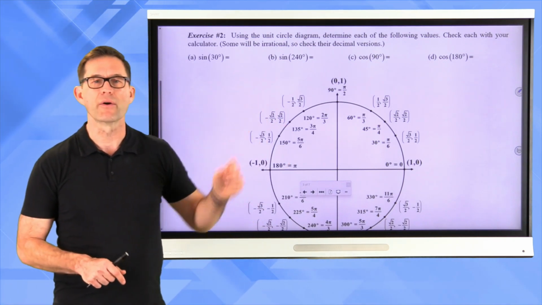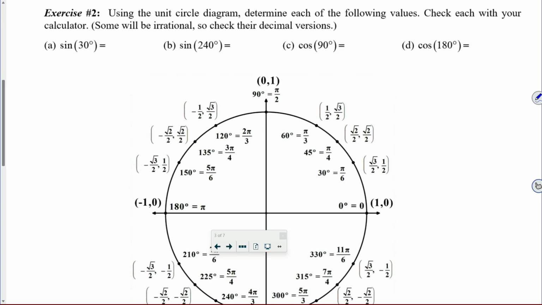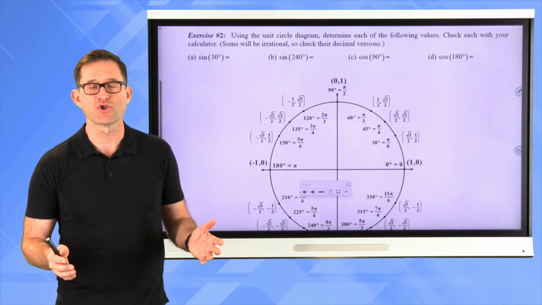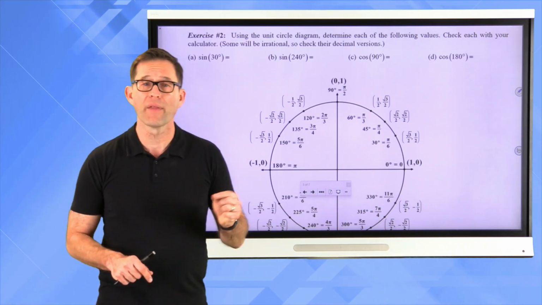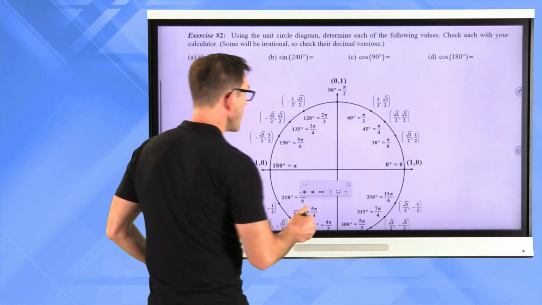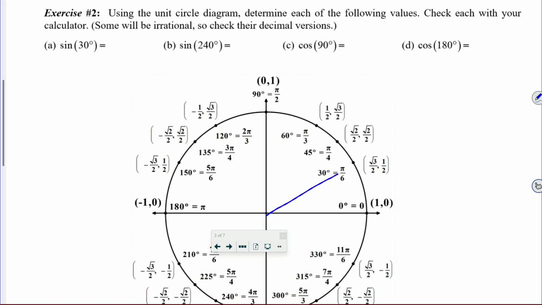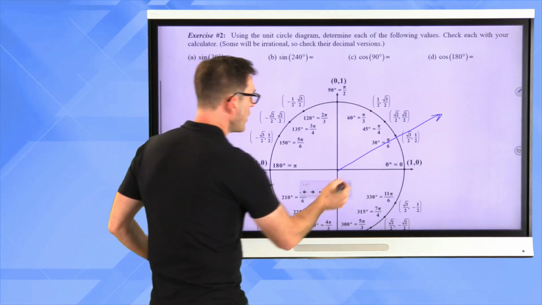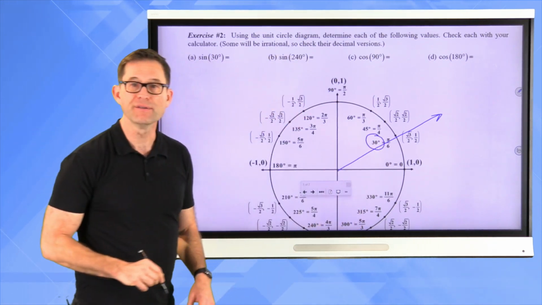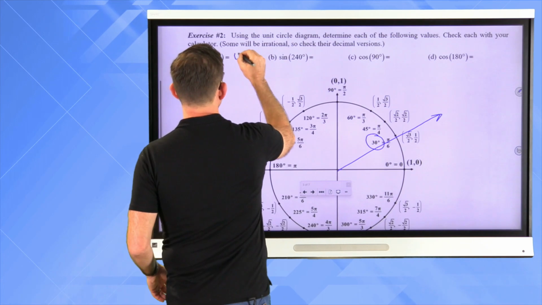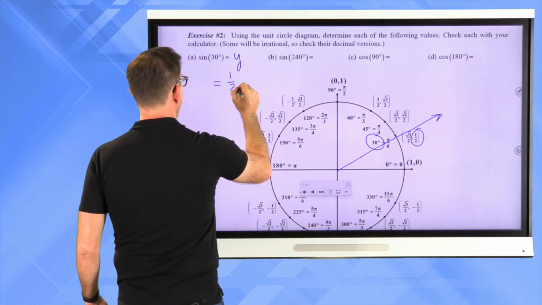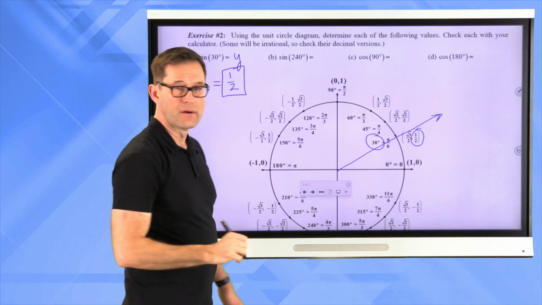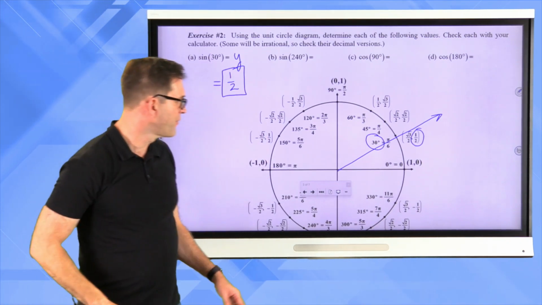Now, let's take a look at letter A. Sine of 30 degrees. Now, the very definition of the sine function is that it is the y-coordinate on the unit circle where the terminal ray passes through the unit circle. So, here I've got this ray, right, passes through 30 degrees. The sine is the y-coordinate, and that is going to be 1/2.